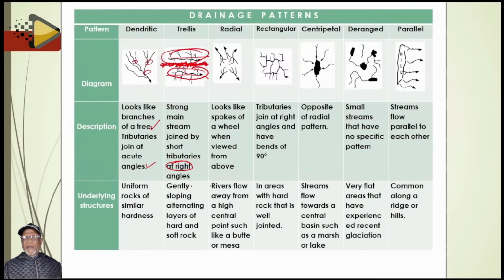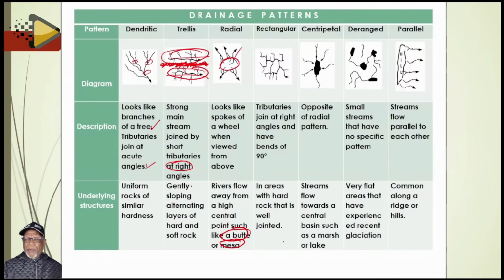Then what do we have? We have radial. Radial simply means to radiate, which means water is falling onto this high-lying area and the streams radiate. They flow away from the high point. It is usually found where you might have a mesa or a butte or any high-lying area that can allow for that.